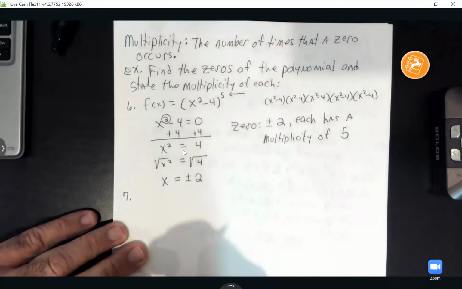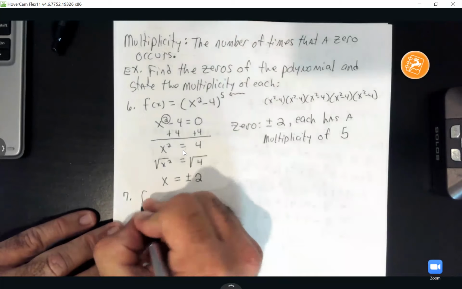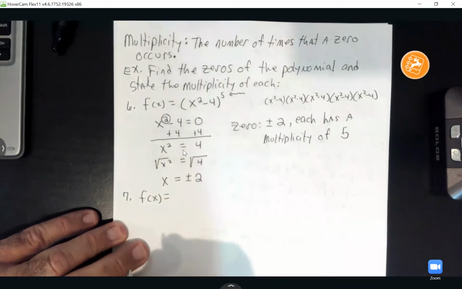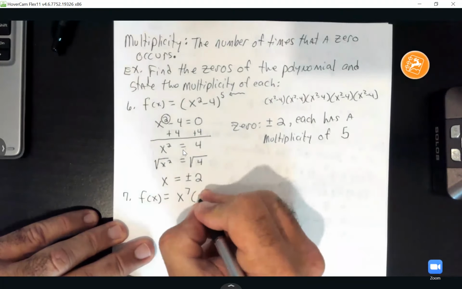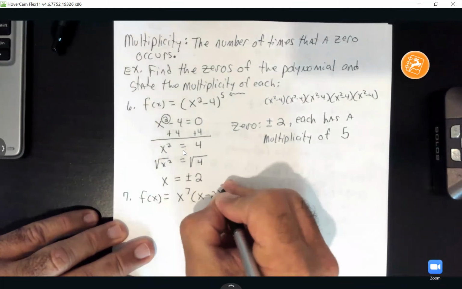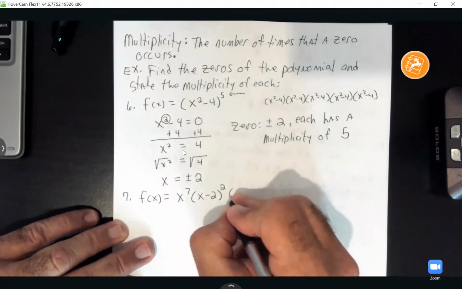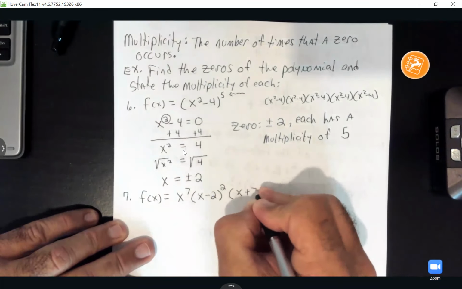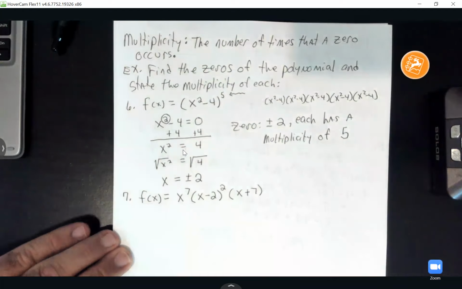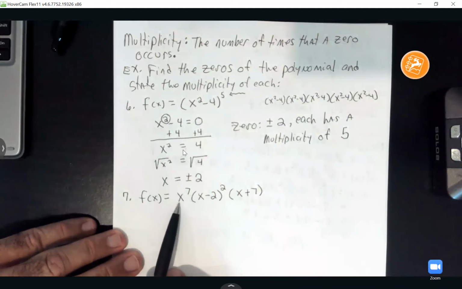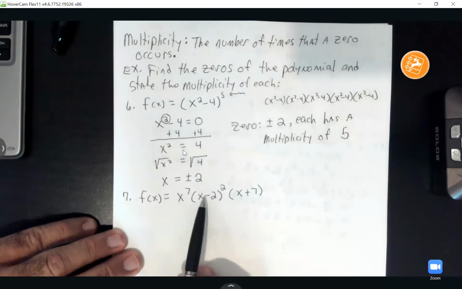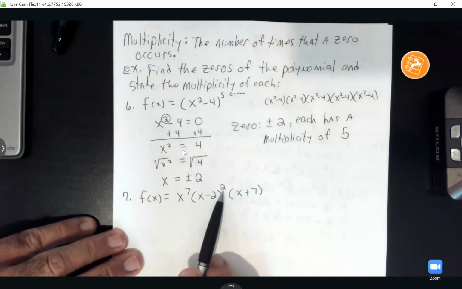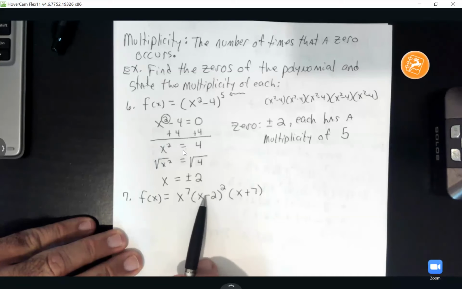All right, y'all. Watch this one. This one's a little trickier. I got f of x equals x to the 7th times x minus 2 squared times x plus 7. So when you got a single factor like this x, that exponent will be its multiplicity. Here I got binomial factors, which had 2 parts. So the exponent outside the parentheses will be the multiplicity for this one.